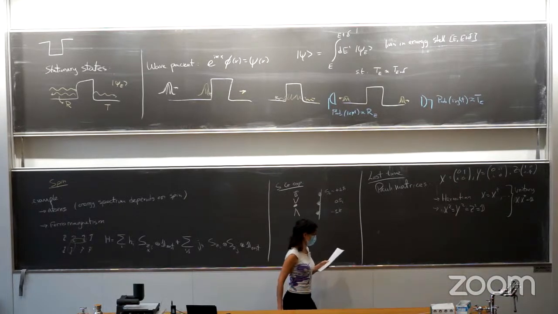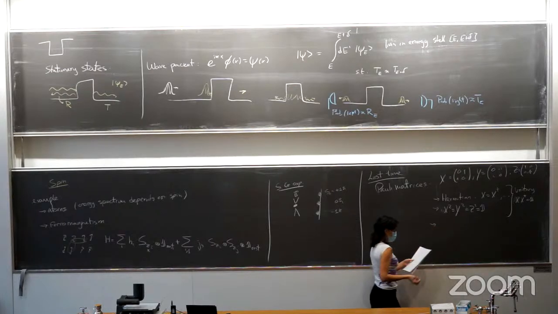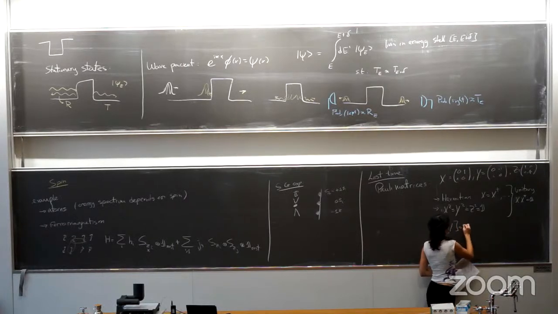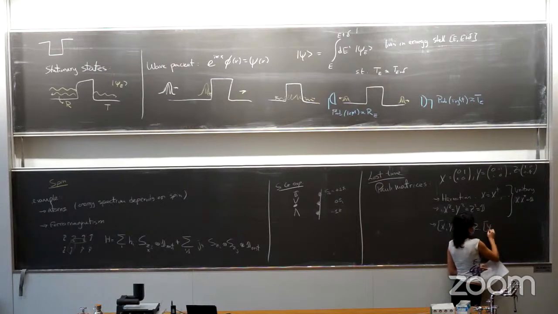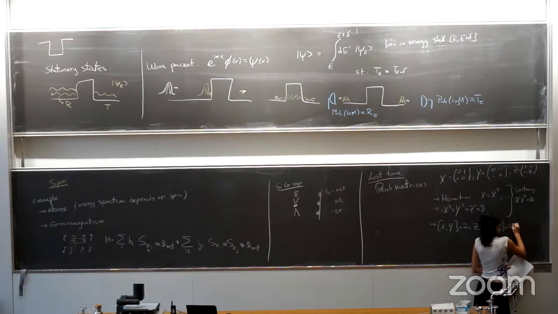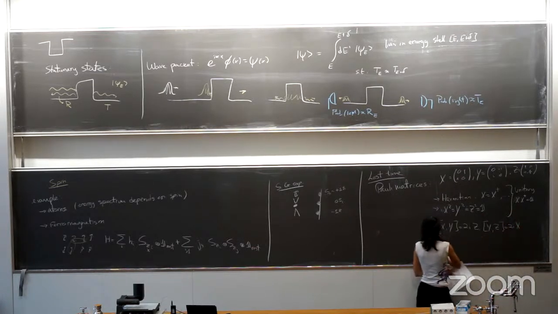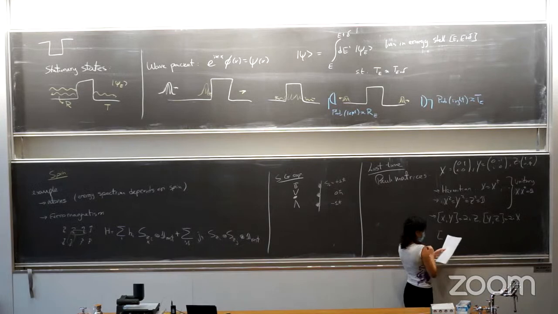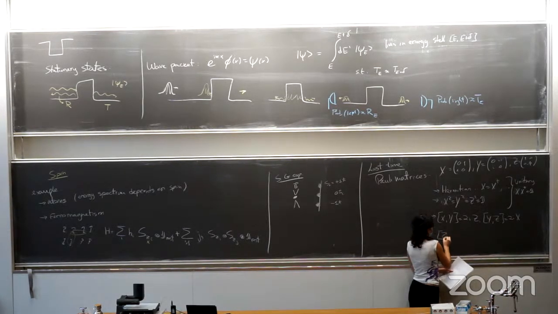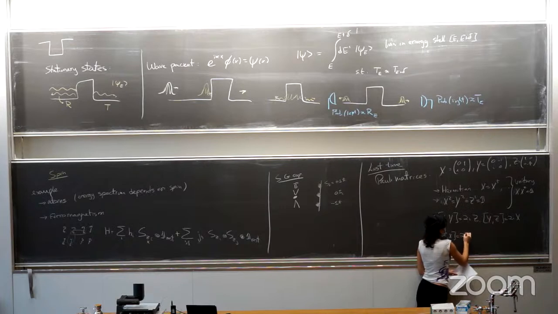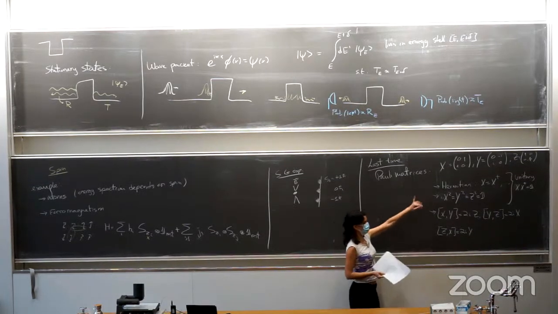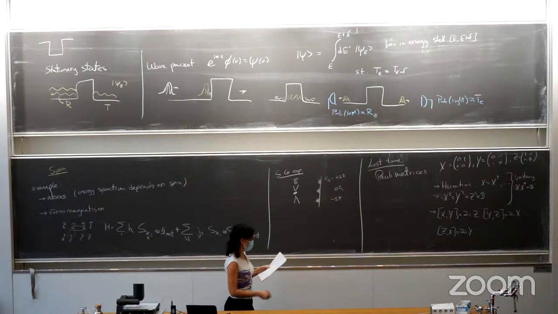But then the most important thing were the commutation relations, and these were XY equals 2iZ, and so on, YZ equals 2iX, and ZX equals 2iY. And the eigenvalues of these are plus and minus 1 for all of them. And then from here, we define the spin observables.